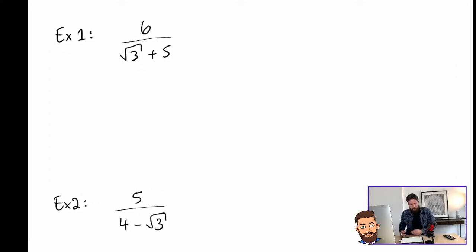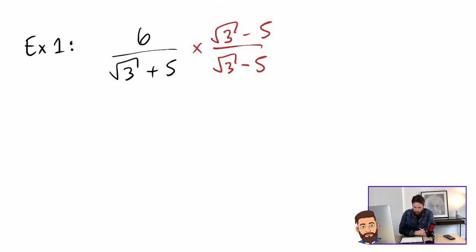So what do these examples say? Well, we've got 6 over root 3 plus 5. So I can see that I have a denominator with a surd with more than one term. So I'm going to want to get rid of that surd. That's the goal. Simplify this, rationalize the denominator. We're going to use that technique we've just seen. We're going to times the bottom by the same thing, but I'm going to change the sign. It is a plus here, so I'm going to change it to a minus. And again, fraction rules apply. I have to do the same to the top. So I'm going to times the top by root 3 minus 5.